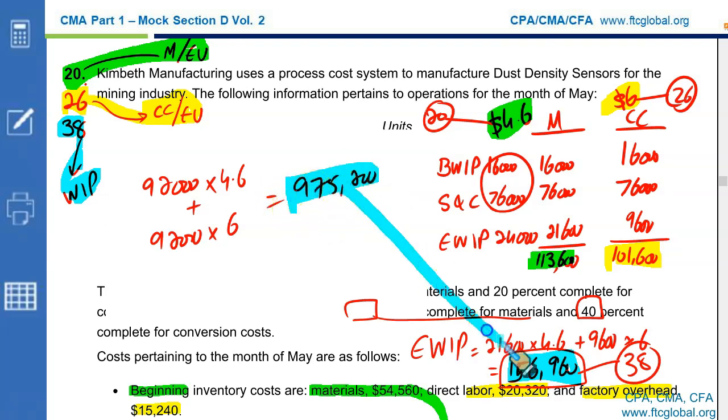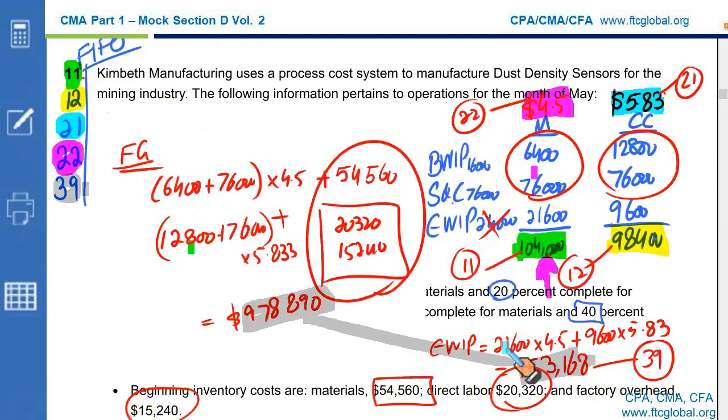Let us compare it with the cost we calculated under FIFO. See, it is 978,890. So the marked difference between FIFO and weighted average is that FIFO considers current cost for rate calculation, but when the goods are transferred, the previous cost added in the beginning work in process is combined and transferred to the next department. So we got 978,890. Remember, FIFO does not ignore the cost incurred in the previous period. It is added when the goods are transferred to the next department.